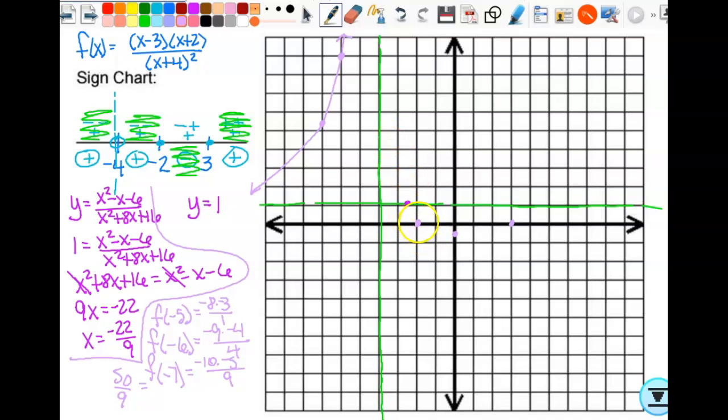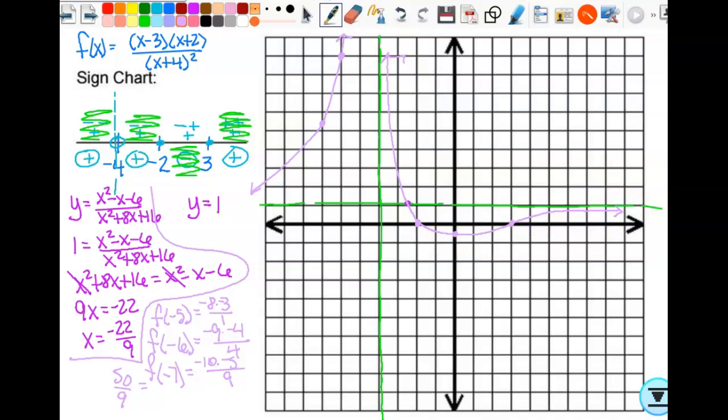It becomes negative. From -2 to 3, it's negative, so it drops down here, and then it's going to be positive again, but it has to stay underneath the asymptote because I only get to cross it once, okay? So this comes here. Then I hit that point, and that point, and that point, and then back up like that.